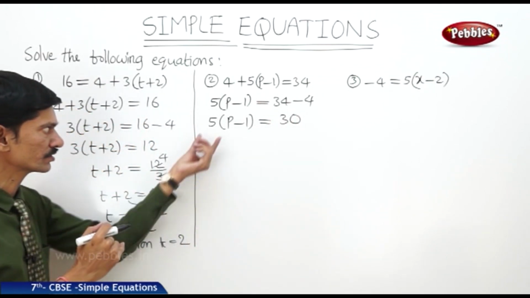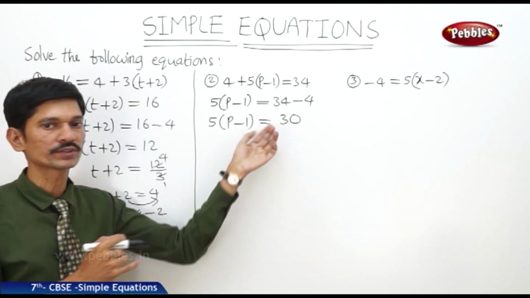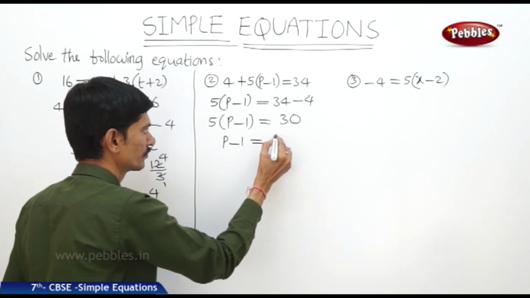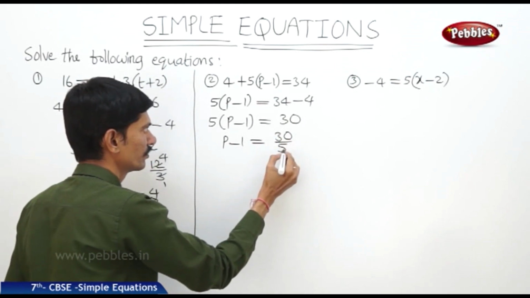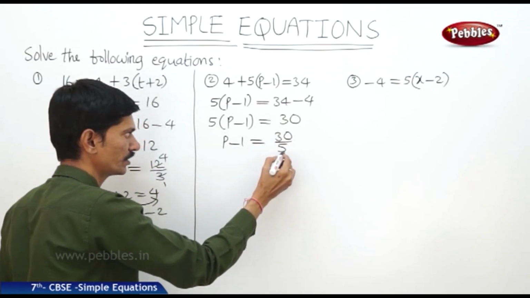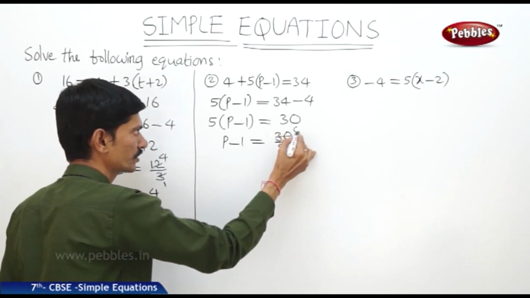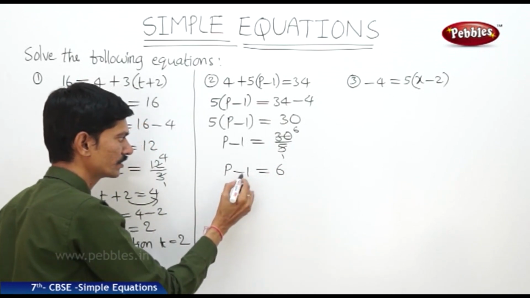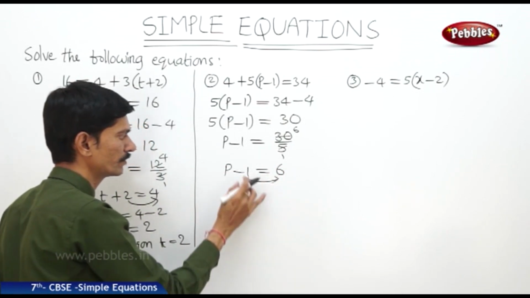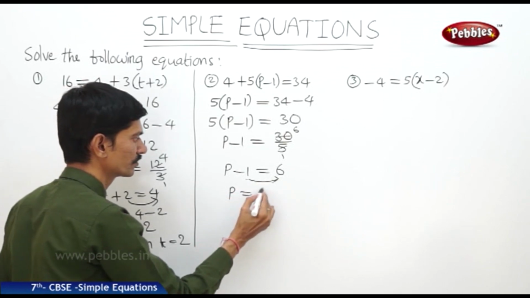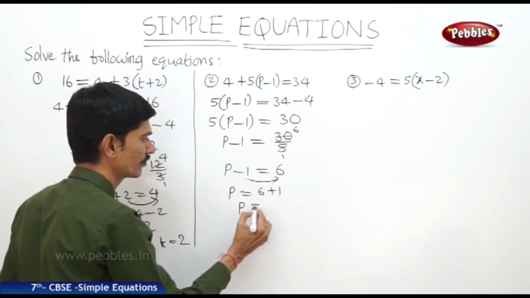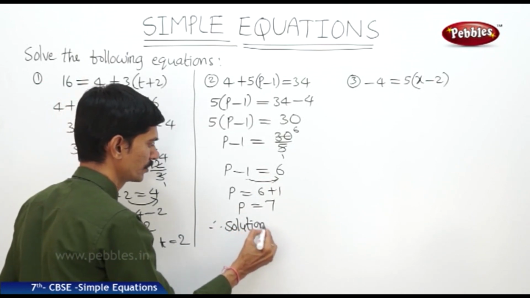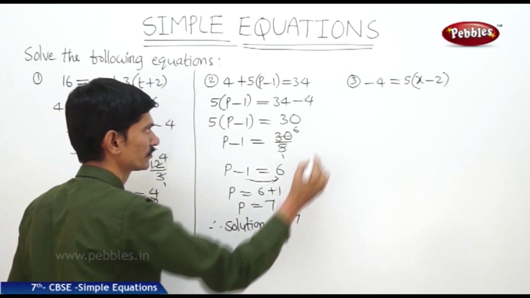Now if you transpose into 5 to the RHS, it becomes divided by 5. Now p minus 1 equals 30 divided by 5. So here we can cancel 30 and 5 in 5 table. 5 1s are 5 and 5 6s are 30. Then p minus 1 equals 6. So by transposing minus 1 to the RHS, it becomes plus 1. So p equals 6 plus 1. So p equals 7. Therefore, solution: p equals 7.